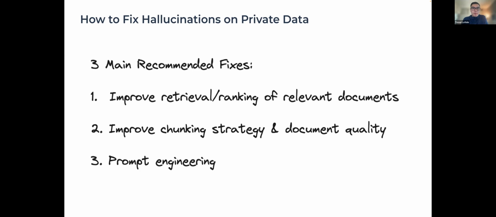So diving a little bit into, okay, we detected hallucinations are happening. What do we then do? How do we fix these? There's three main recommended fixes that we've seen work in these types of scenarios. The first is improving retrieval or ranking of relevant documents given a user query. Without diving too far into the weeds here, Aparna, I'm curious to hear from you: what are some of the most common methods of document retrieval or ranking that you've seen across other companies?